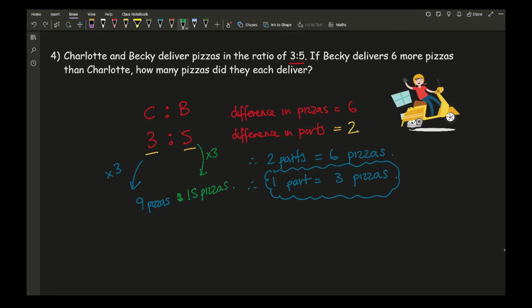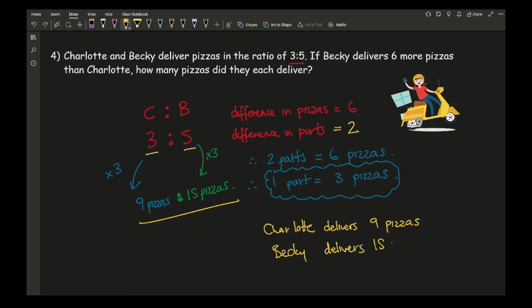So in terms of answering the question, even though we have technically worked it out, what we want to try and do is make sure that we're making it really obvious what the answer is. So here, Charlotte delivers 9 pizzas and Becky delivers 15 pizzas. And there is our final answer.